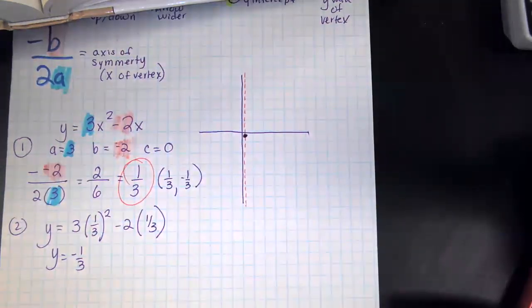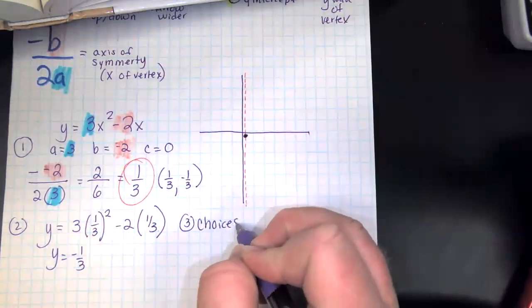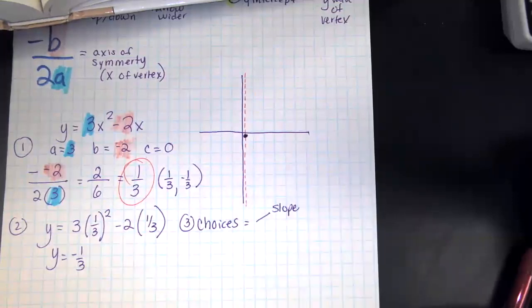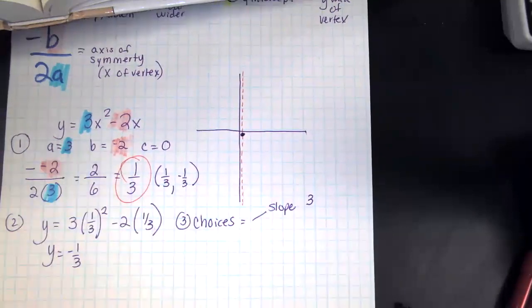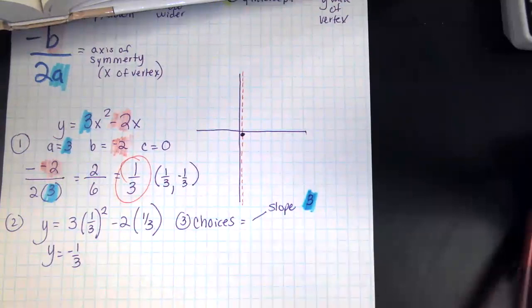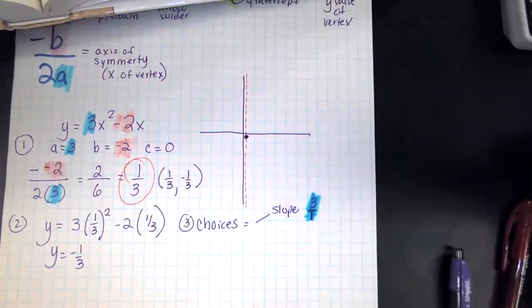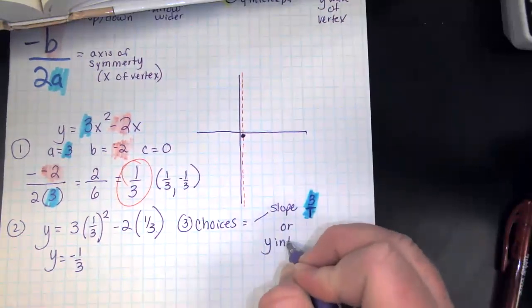Okay. Now, what are you given for the rest? So how do we come up with the rest? Well, step number 3, you have choices. Okay. You have a couple choices. You could use the fact that you know the slope. So the slope is your 3. That was your A. Okay. So in that case, it would be 3/1, and it's always over 1, friends. Or use the y-intercept.